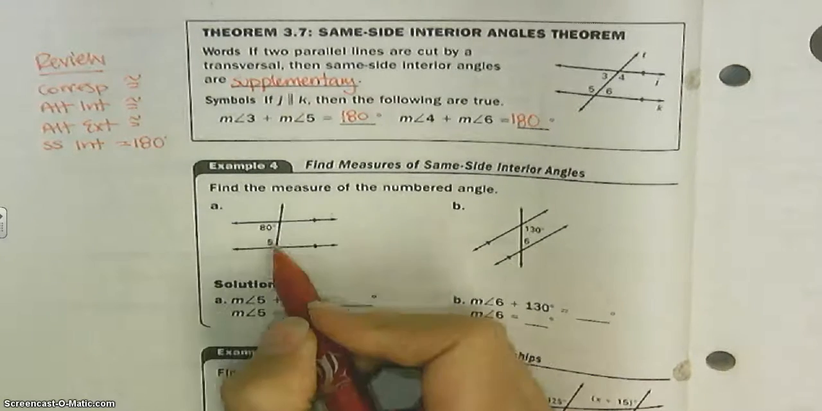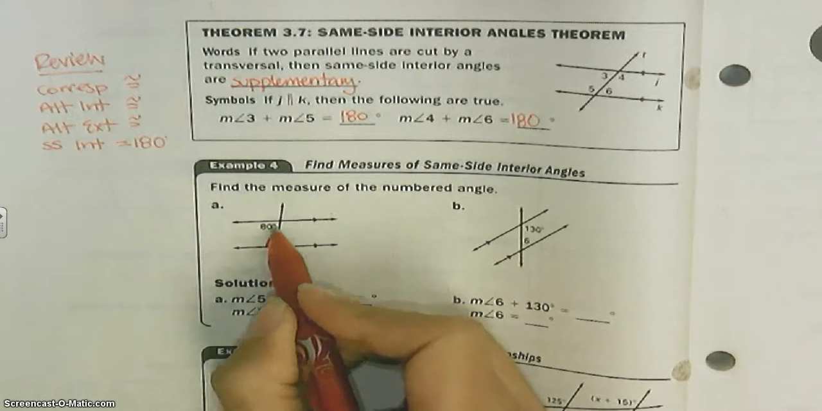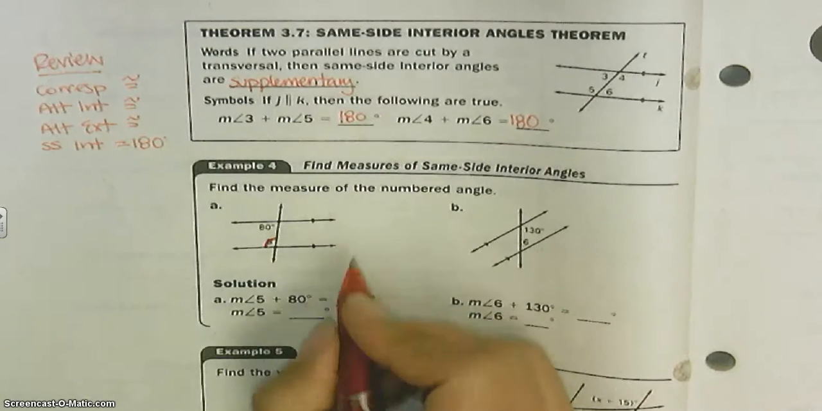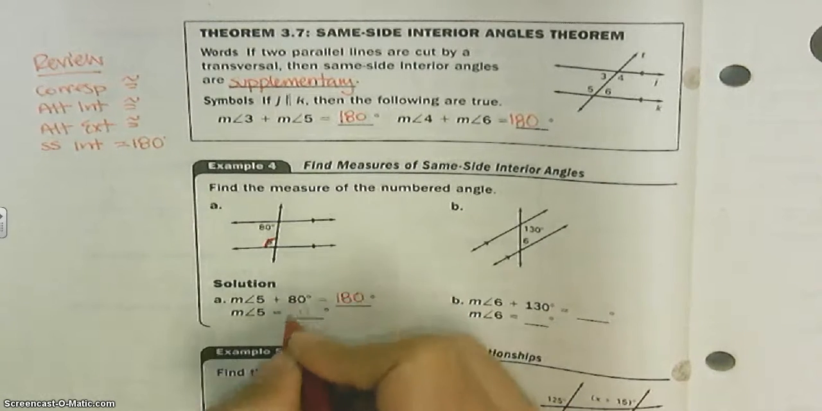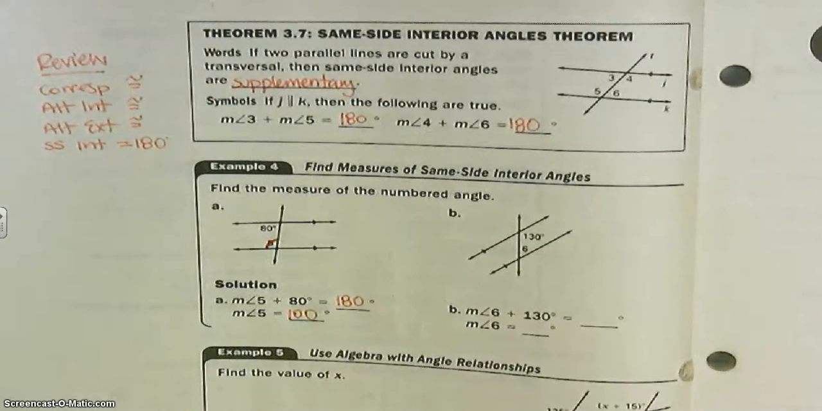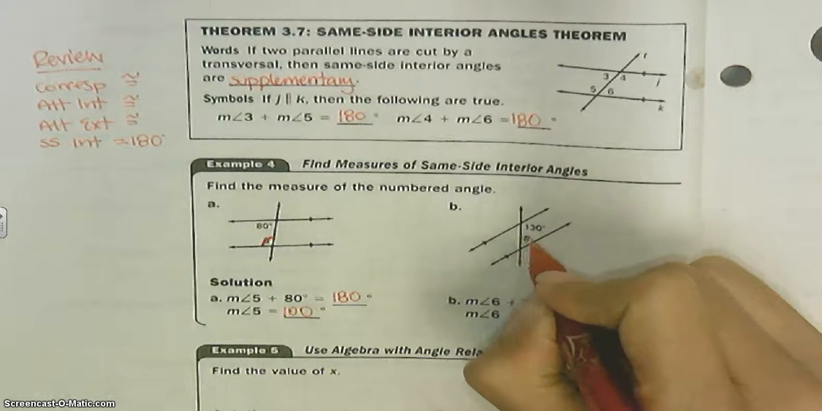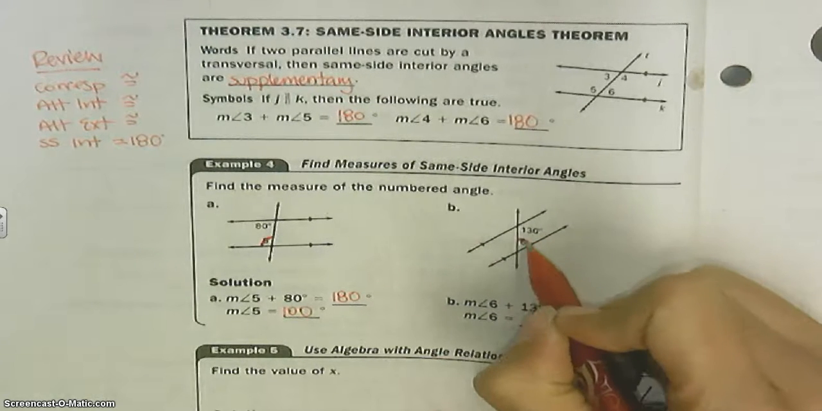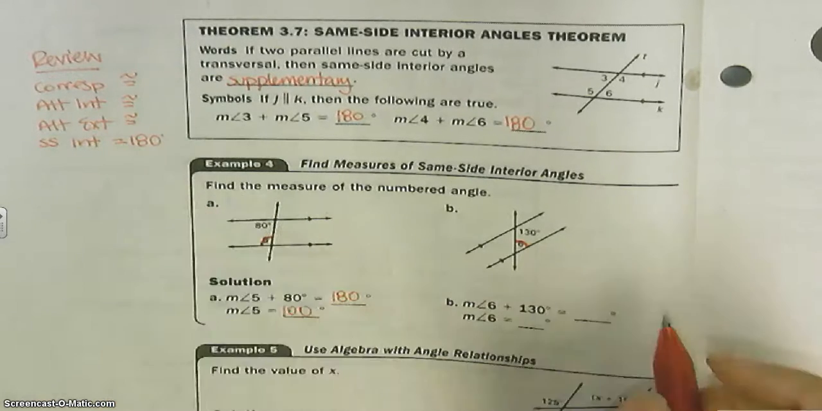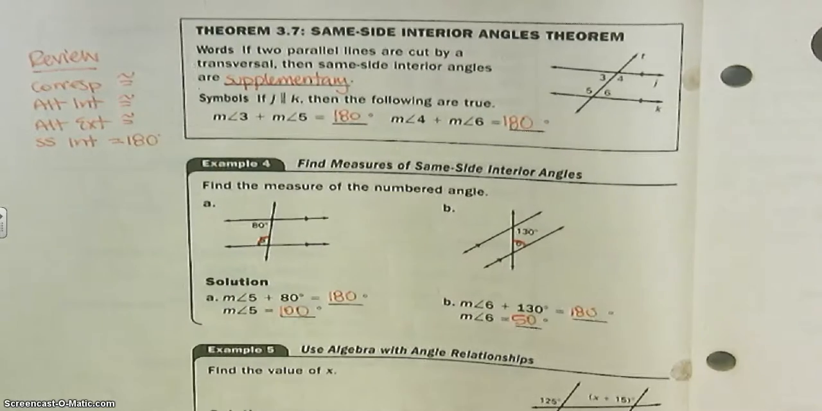Find the measure of the numbered angle, angle 5. Well, here's angle 5, and we've got 80. Well, these are on the same side inside, so they have to make 180. I already have 80 degrees. That means I need 100 more. All right, so I need to find angle 6. I've got same side interior, which have to equal 180. So I already have 130. That means I need 50 more to get to 180.